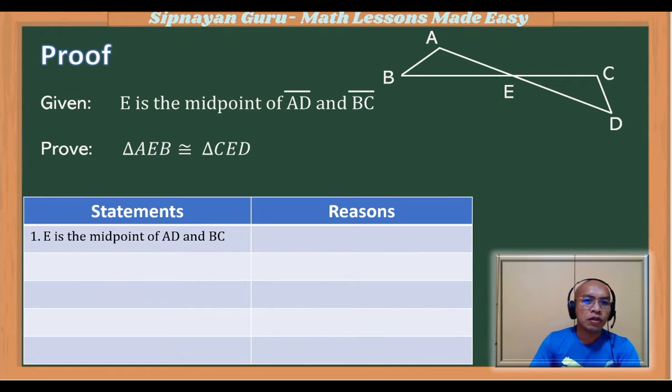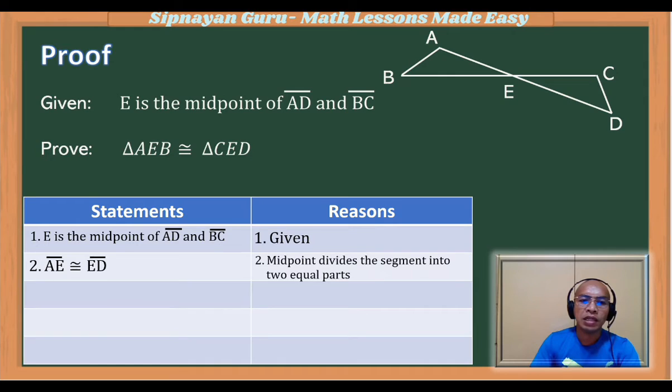So, first statement, of course, is the given statement. We just copy this given statement, and the reason is given. Out of these two given statements that E is the midpoint of these two segments, we can actually generate two statements. First, we can say that segment AE is congruent to segment ED. Why? Because of the definition of the midpoint, that is, the midpoint divides the segment into two equal parts. We can also say that BE is congruent to EC. Again, the reason is the definition of the midpoint.